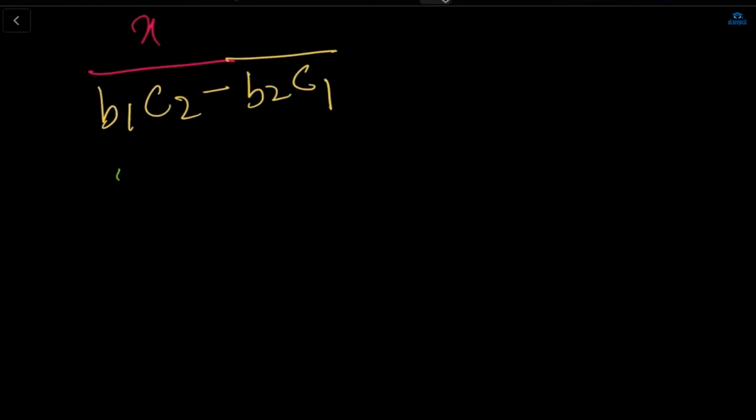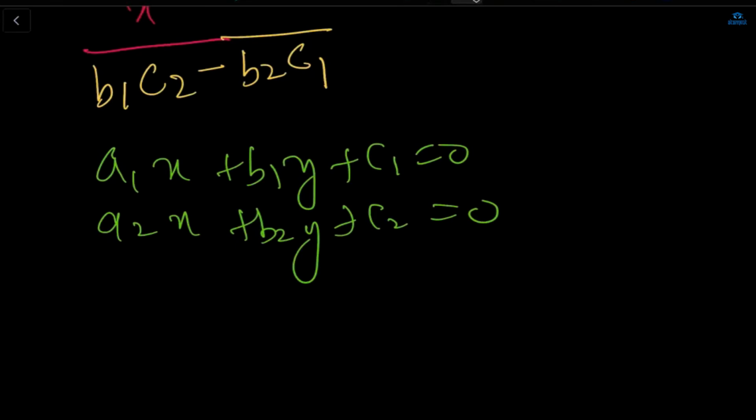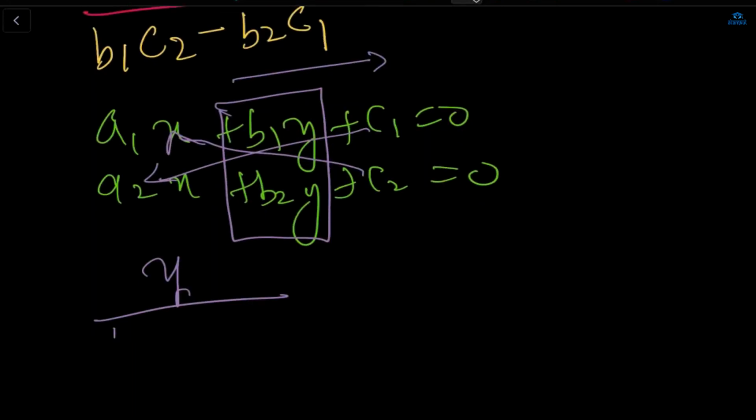Again, a1x plus b1y plus c1 is equal to 0, and a2x plus b2y plus c2 is equal to 0. Now, if you are finding y, you will leave this and cross multiply this, so c1 by c2 and a2 by a1, in this way. So what will it be? c1 multiplied by a2, cross multiplied, and c2 multiplied by a1.